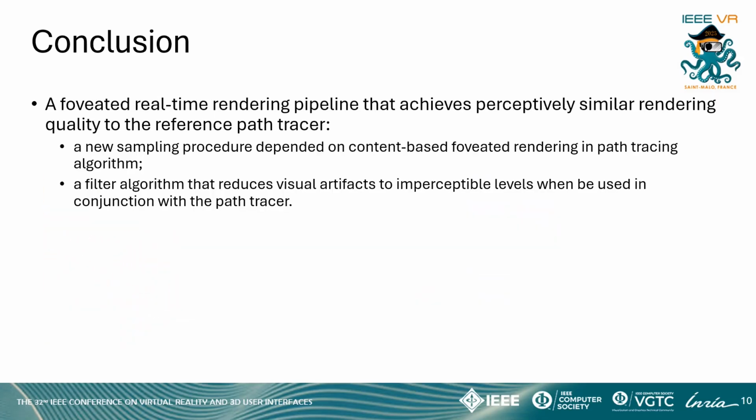In conclusion, we proposed a saliency-based foveated real-time rendering pipeline that can achieve perceptively similar rendering quality to a reference offline path tracer, which consists of 2 parts: a new sampling procedure dependent on content-based foveated rendering and path tracing algorithm, which can produce high-quality images in real time, and a filter algorithm that reduces visual artifacts to imperceptible levels when used in conjunction with the path tracer equipped with the new sampling procedure.